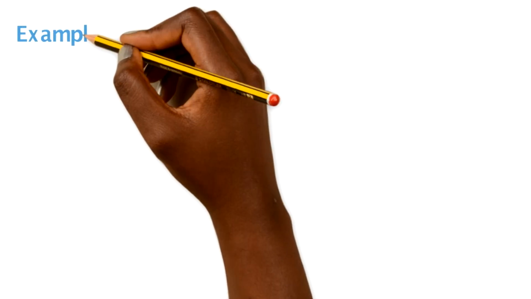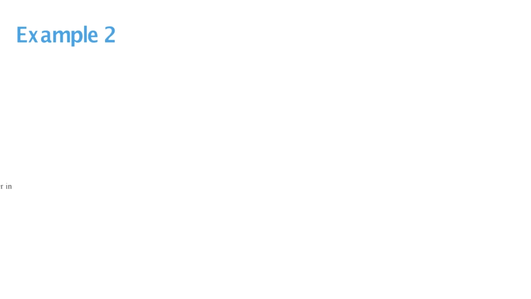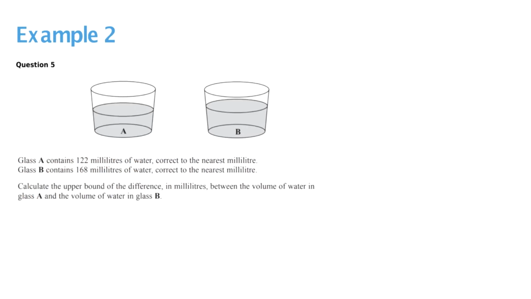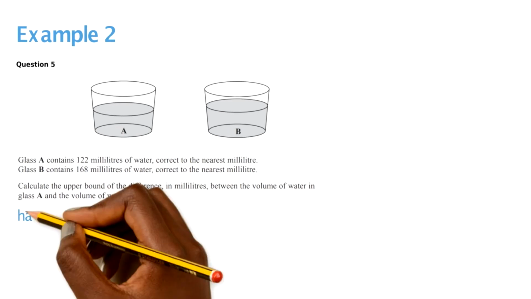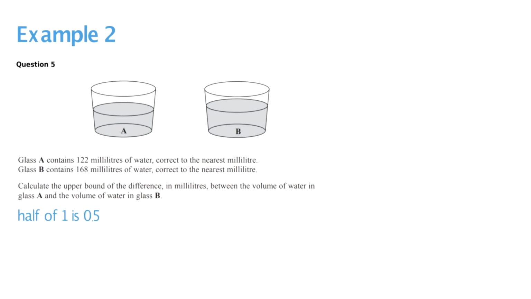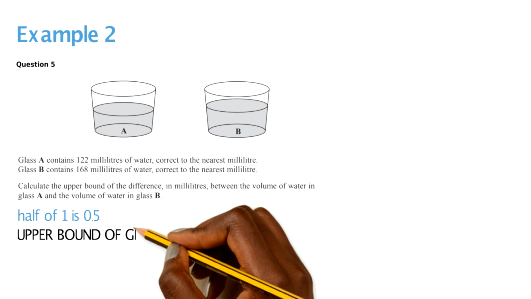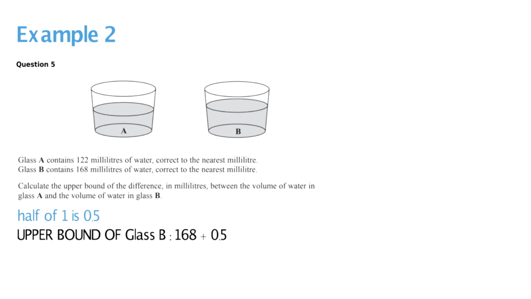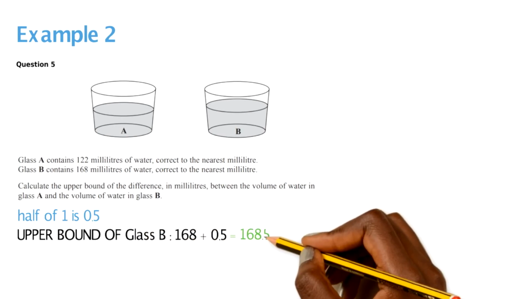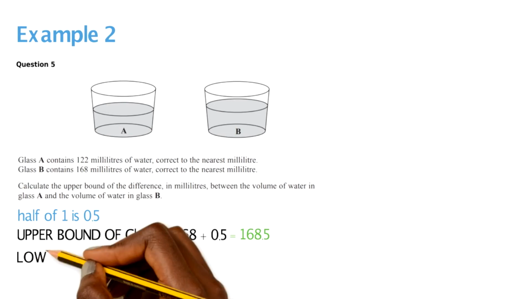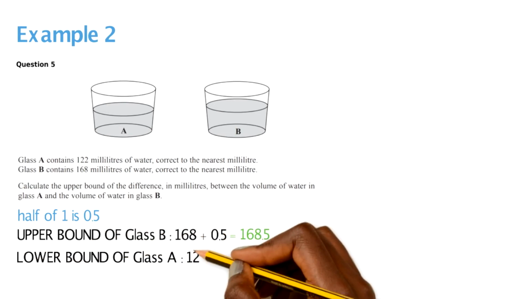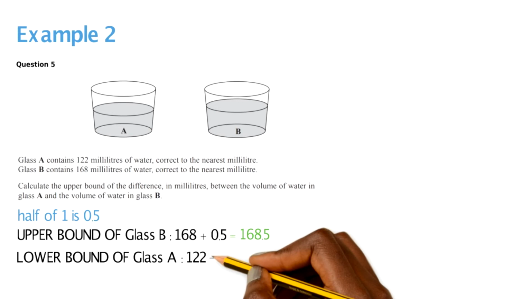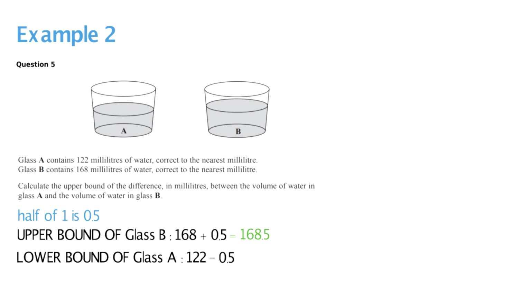Another example, example 2. In this question, it says glass A has 122 milliliters of water to the nearest milliliter. Glass B has 168 milliliters, and so on. We need to work out the upper bound of the difference. First things first, half of 1 is 0.5. So to work out the upper bound of glass B, you add that on. And to work out the lower bound of glass A, you do 122 minus 0.5.